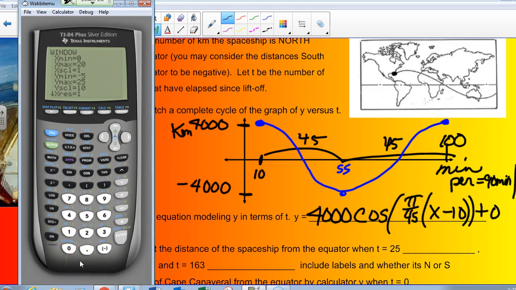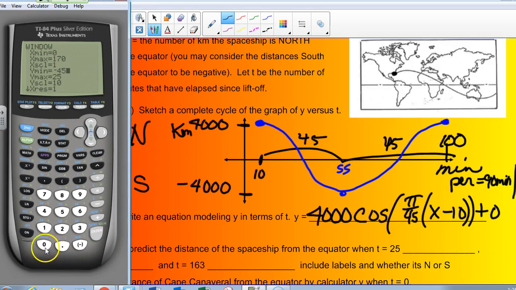Window, 0 to, does it ask any question? Oh, it does ask a question about 163, right? So I'm going to go 0 to like 170 for my time. And I need bigger than negative 4,000, right? 4,500 works pretty good. Negative 4,500 and positive 4,500.